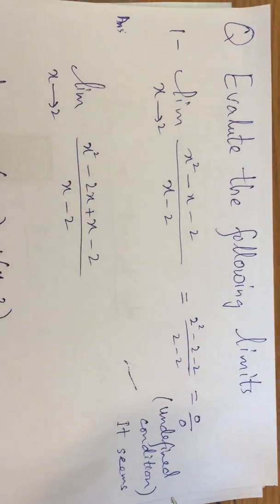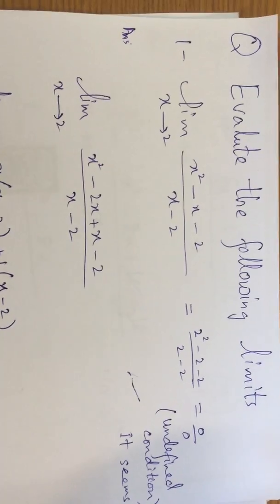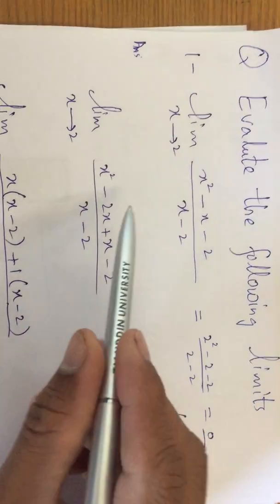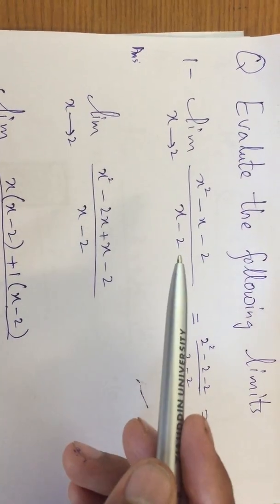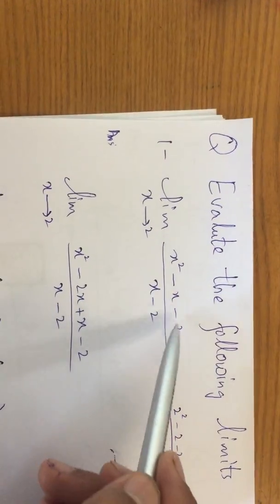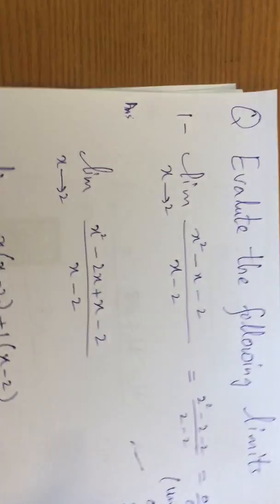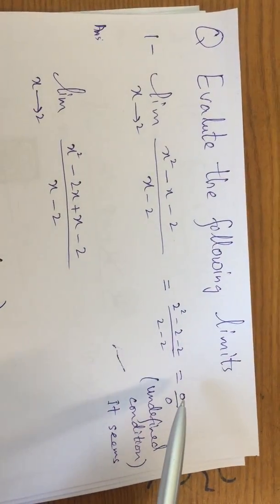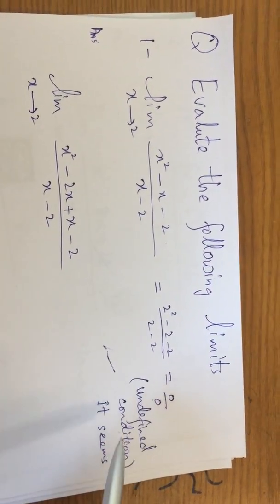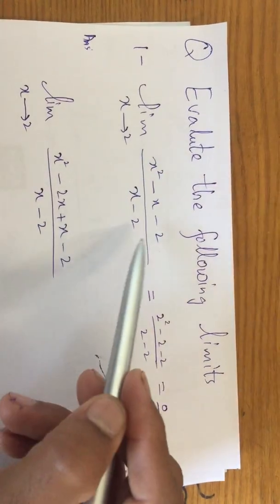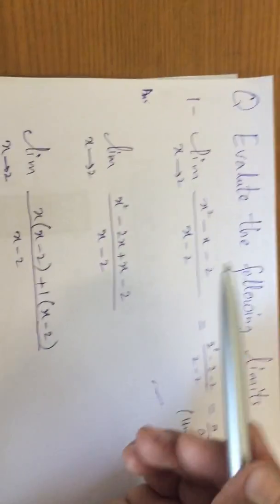In this lecture, we are going to study limits and solve some problems. First question: limit as x approaches 2 of (x square minus x minus 2) over (x minus 2). If we apply the limit now, we see 0 by 0. This is an undefined condition. It seems it is undefined, but actually not.